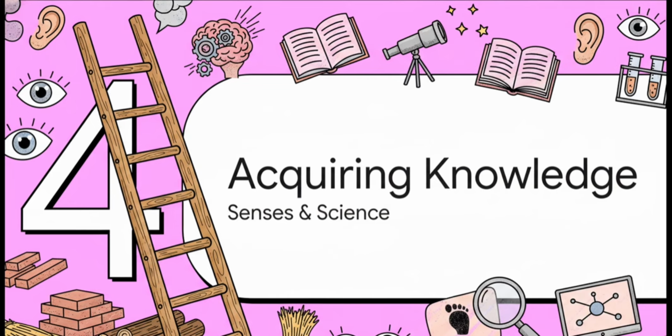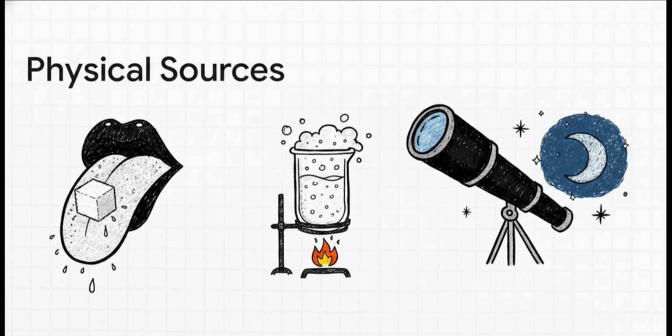Section 4. Acquiring knowledge, senses, and science. So how exactly do we climb that ladder to wisdom? Well, throughout history, we've relied on 7 primary sources of knowledge. Our first 3 sources basically anchor us to the physical world. Source 1 is our senses, seeing that fire is hot or tasting that sugar is sweet.